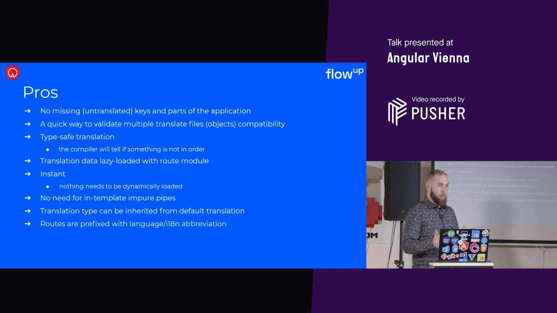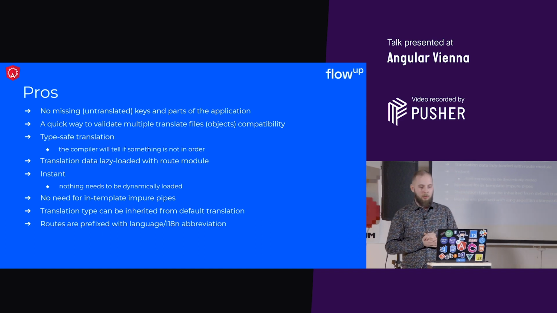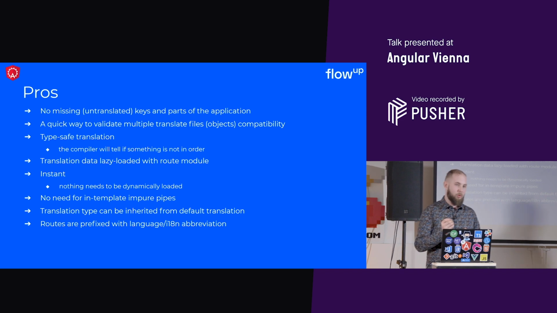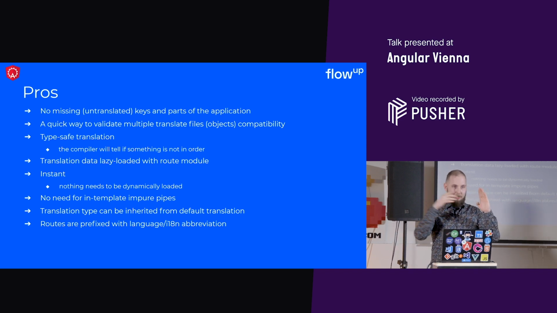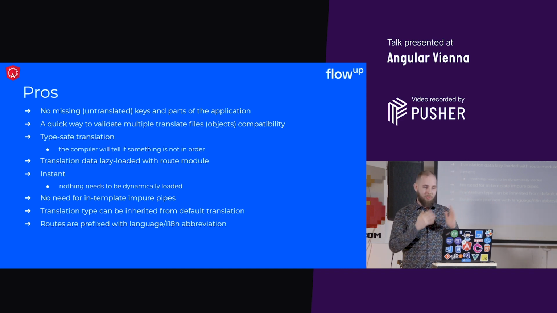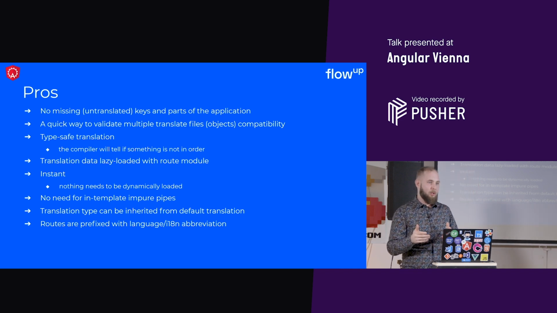And also for the SEO, like for the crawlers and probably also for some users, you can see that huge applications do that. The routes are prefixed by the language abbreviation. So that's nice. You can see that the route is actually /en/ rest of the route, /de/ rest of the route, /cs/ rest of the route. So you can see what language version you are currently at.